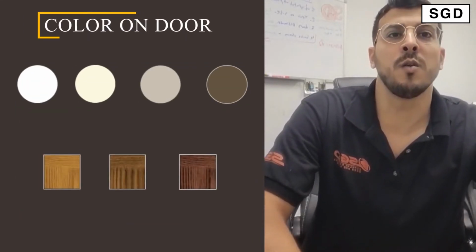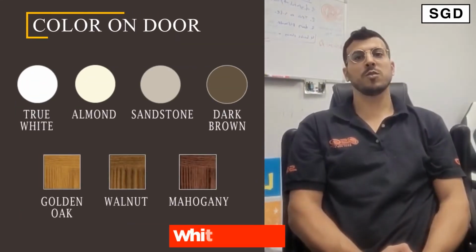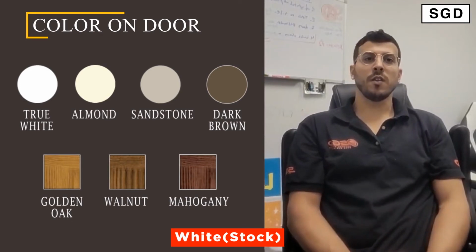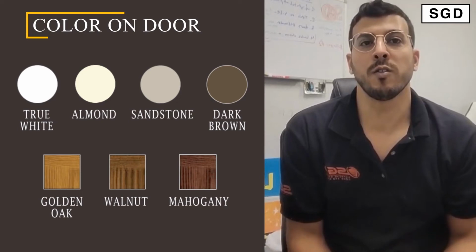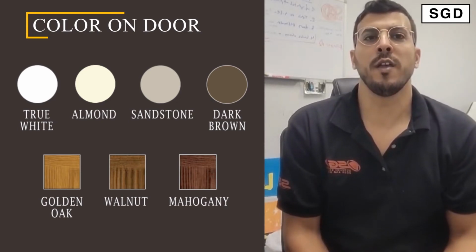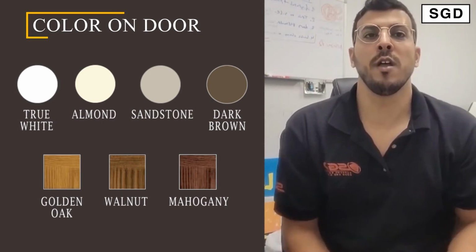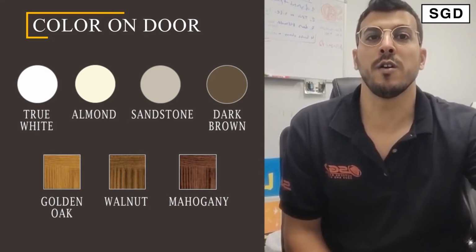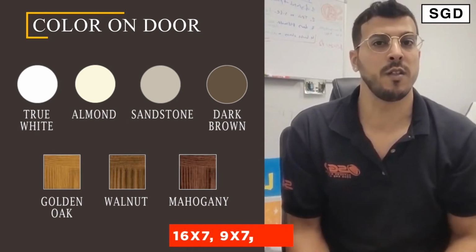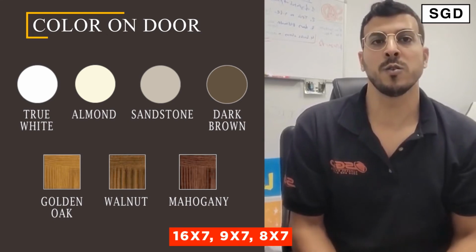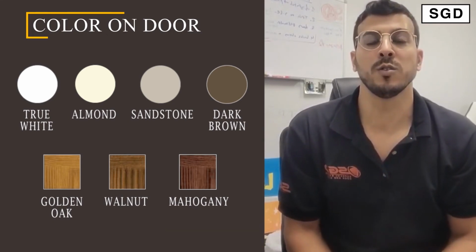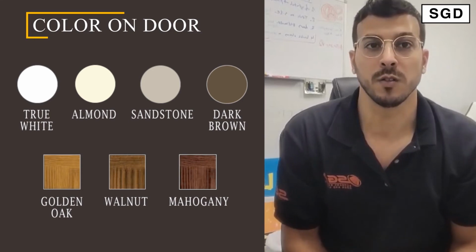Now we're going to talk a little bit about common colors on the doors. White is going to be the most common color for garage doors. Those are always in stock. I can tell you that a white single layer or double layer will always be in stock for a 16x7, a 9x7, or an 8x7. Those are the doors that you're supposed to sell the most and are the most profitable for us.